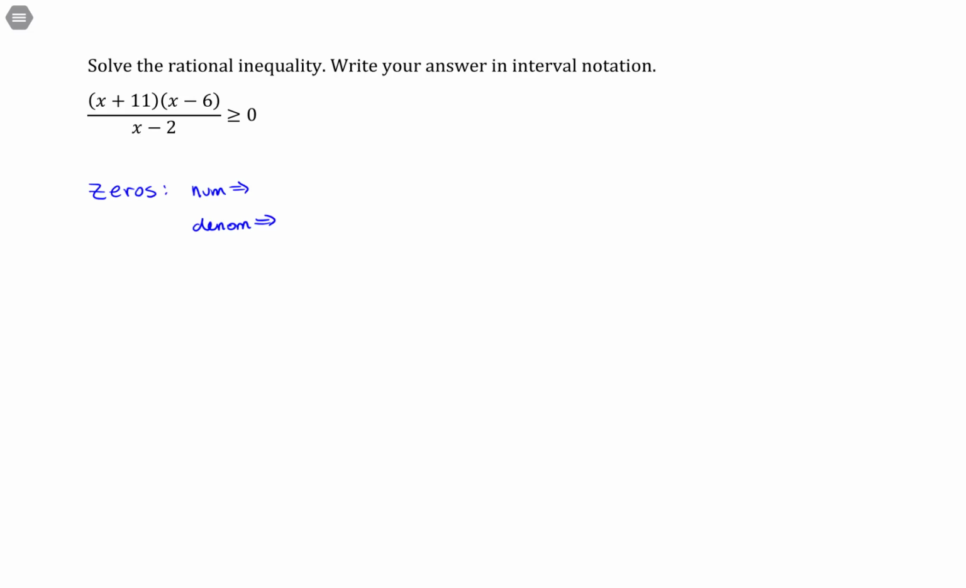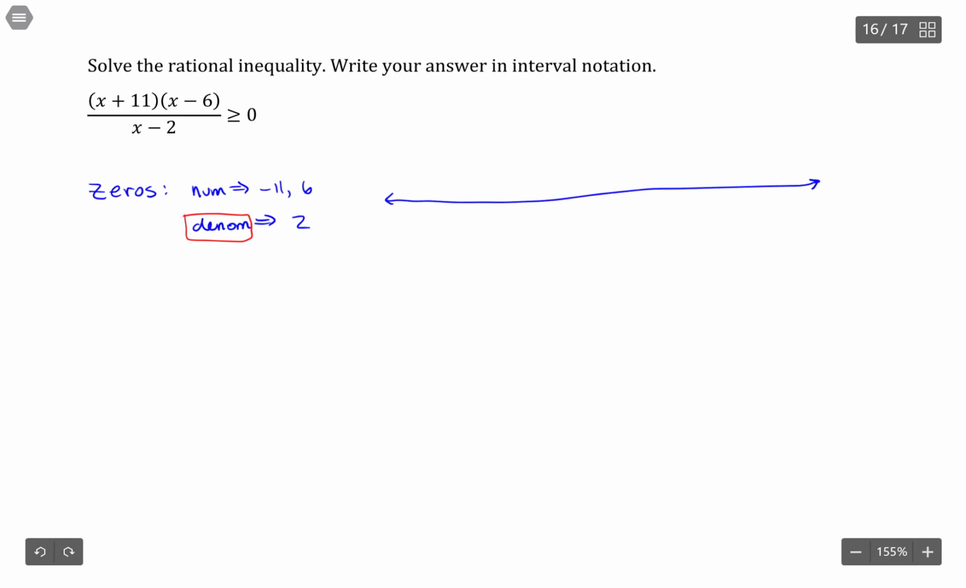So the zeros of the numerator, if I just take each factor, like x + 11, set it to 0 and solve, I get negative 11 and positive 6. The zero of the denominator is positive 2. And the only thing that I have to pay attention to is that zero in the denominator. I cannot include it as part of the final answer. So what I will do here is start a number line and place these zeros on it. Negative 11 is the smallest, it goes first, then 2 and 6.